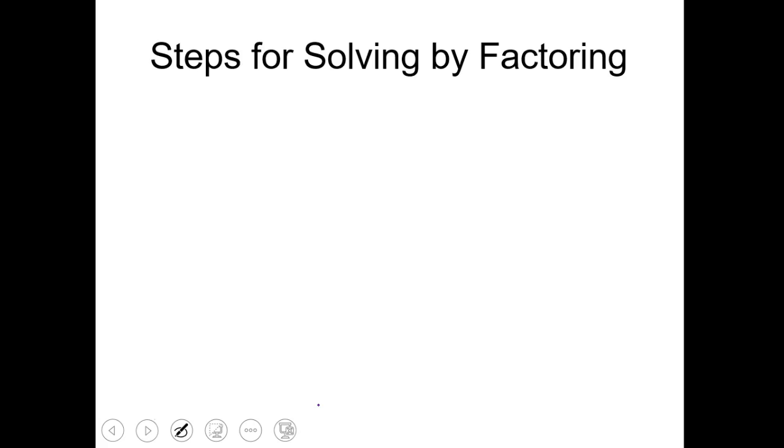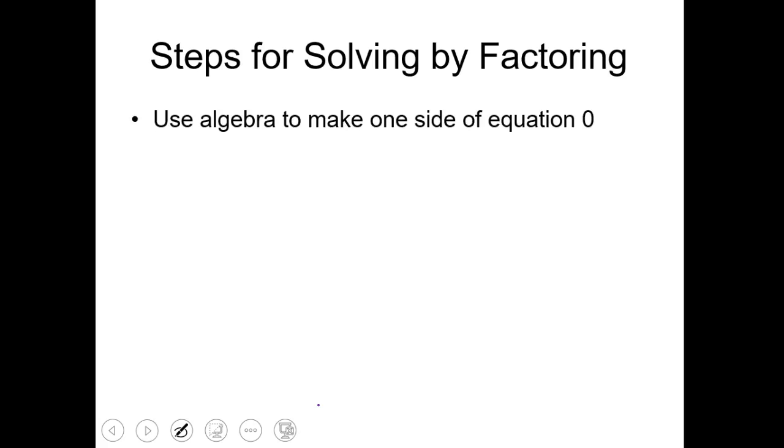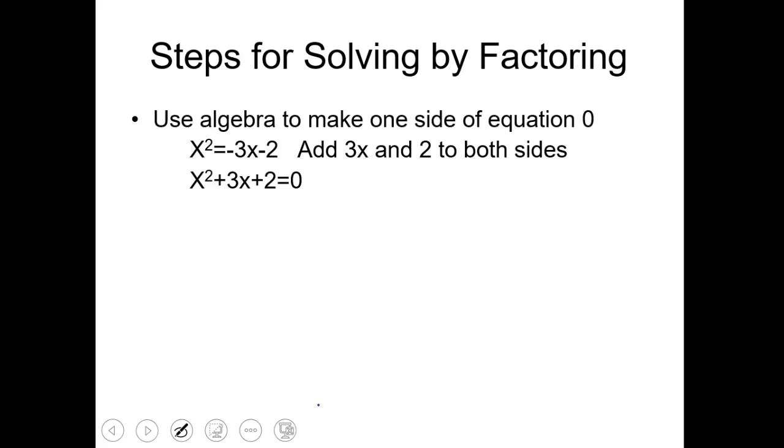So here are the steps for doing this. First, you have to rearrange the equation so one side is 0. So if I'm presented with x squared equals negative 3x minus 2, I can't do anything with that until I move everything to one side and make it equal to 0. This will also be true for when we solve using the quadratic formula. You want one side equal to 0. So you use proper algebra, and I added 3x and added 2 to both sides to make the right side become 0. Then you factor.